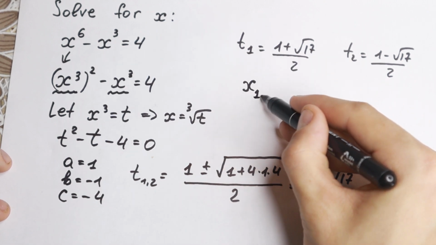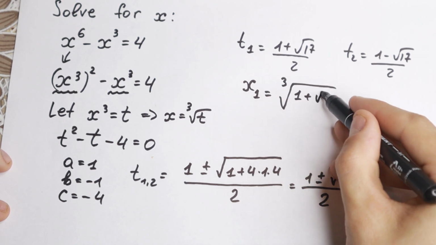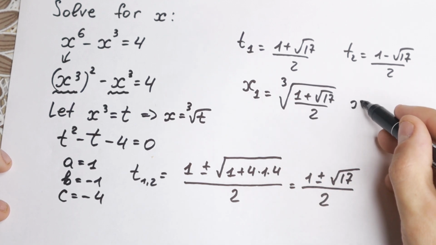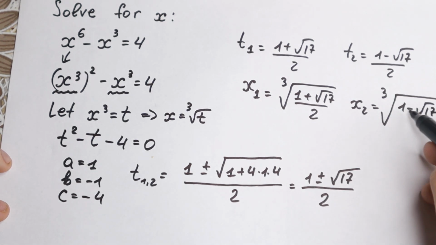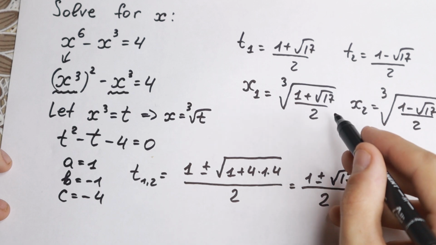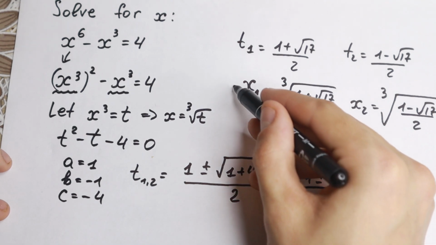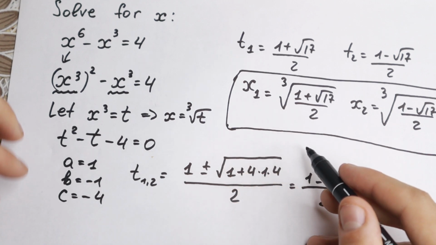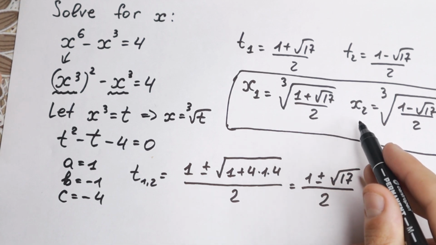So x first equals the cube root of 1 plus square root of 17 over 2, and as a result, the second root we will have x second equal to the cube root of 1 minus square root of 17 over 2. So two roots right here. And also, of course, we can simplify this a little bit, write it as 1/2 plus square root of 17 over 2, so in a different way, but I wanted to leave this like that. This is our answer. But everyone knows that if we have a 6th power, we will have no more than 6 roots. So it looks like right here we have 2 real and 4 complex roots.